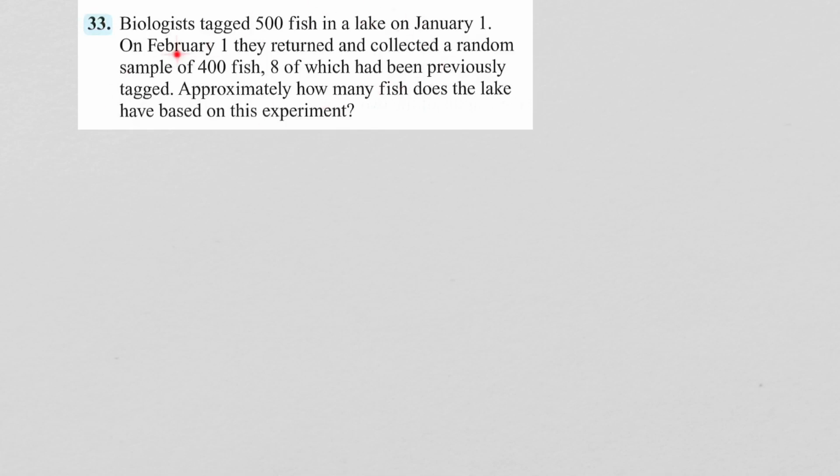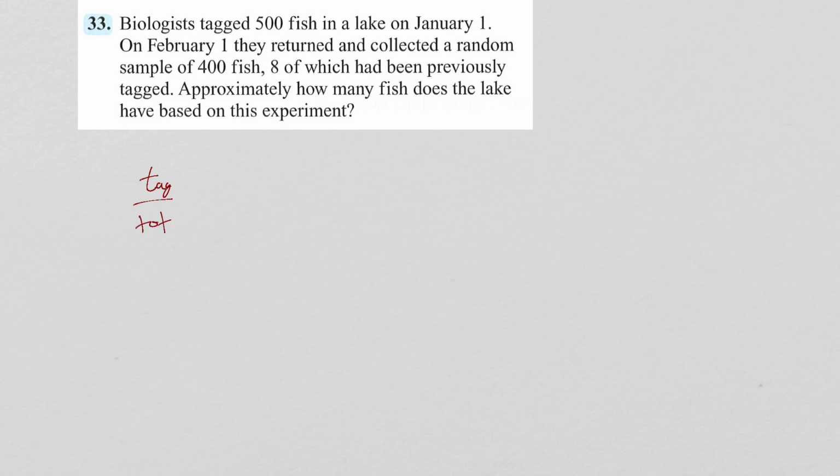Okay, we're going to use a proportion to solve this. So it says that biologists tagged 500 fish on January 1, and on February 1 they returned all the fish and collected a random sample of 400 fish. 8 of them had been previously tagged. Okay, so now approximately how many fish does a lake have based on the experiment? Well, think about this. None of the fish were tagged before they did this, and so they caught and tagged 500 fish. So we're going to put a little ratio, tagged over total.